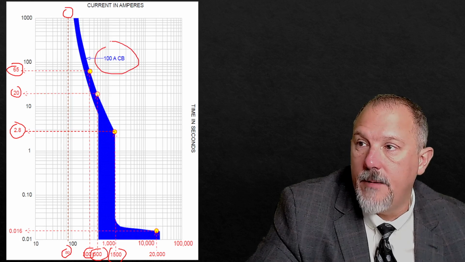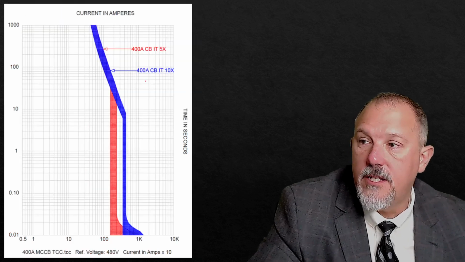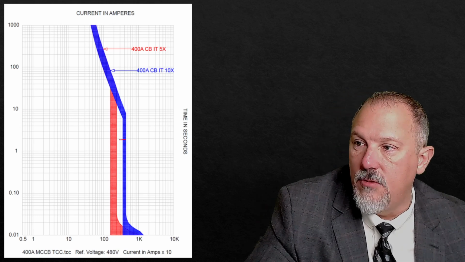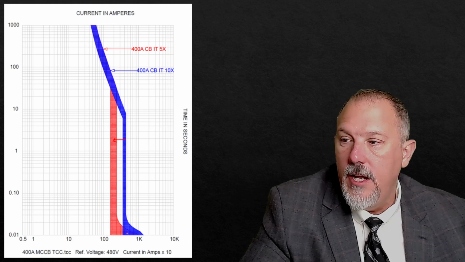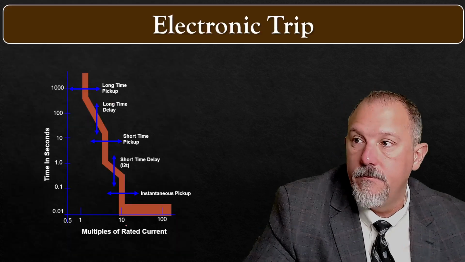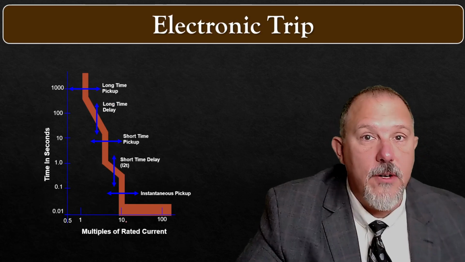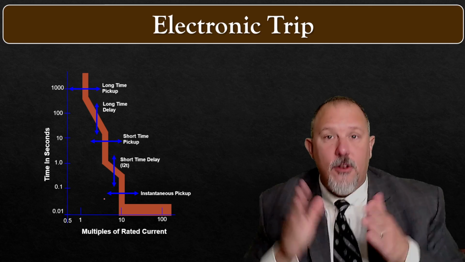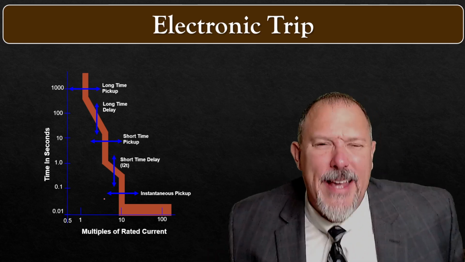This is a 100 amp circuit breaker. This is a 400 amp circuit breaker. It demonstrates that I can adjust the instantaneous. I can move the instantaneous down and have it trip faster on lower fault currents. This is an electronic trip unit. We put a brain on the overcurrent device. Why would we put a brain on an overcurrent device? Because we can.